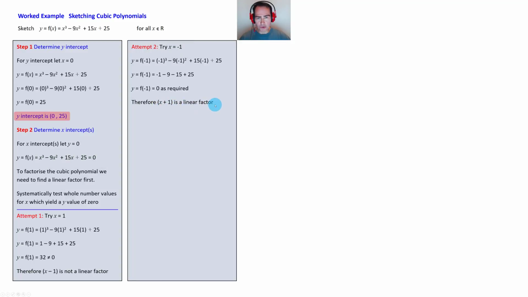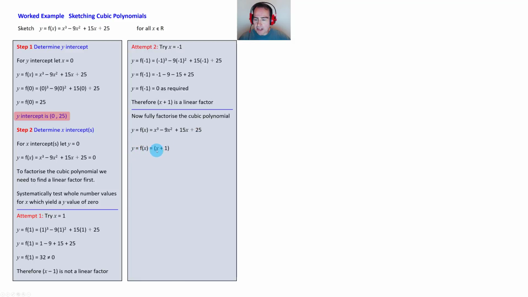Now here's where things get interesting. Using this linear factor, we can now determine what the other linear factors may be. There are several methods. A very common method is to divide x plus 1 into this cubic expression using long division polynomial style. Whilst this always works, it is long and takes a bit of effort, and there is a better way. The method I like to use is as follows. To fully factorize the cubic polynomial, first of all, we write down the function that we had originally.